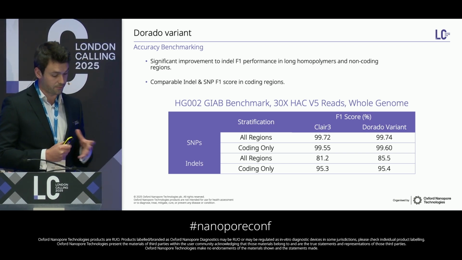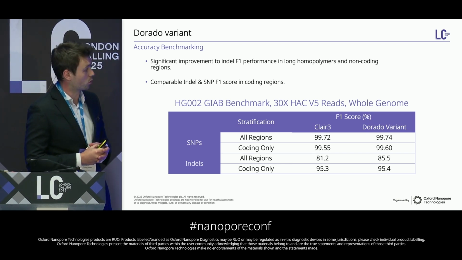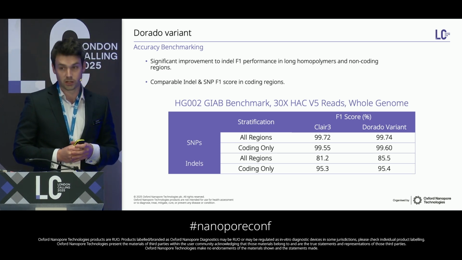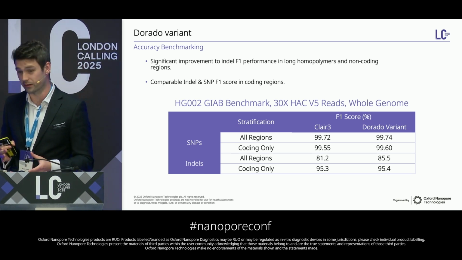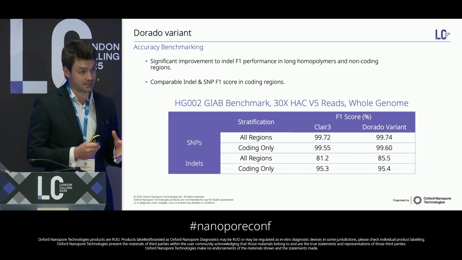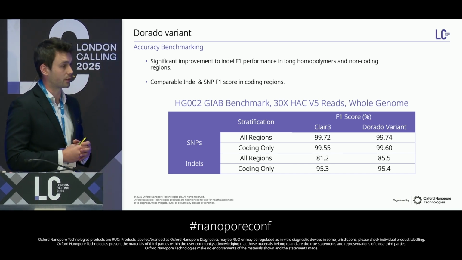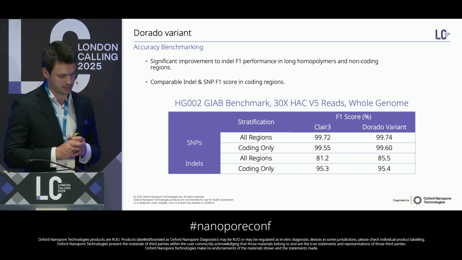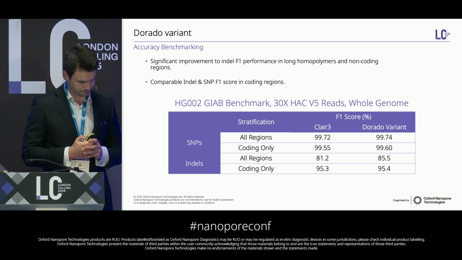So you can see there's a 4% boost in indel F1 score on all regions, with approximately the same performance in coding regions where there are fewer of those long homopolymers, and also about the same performance in SNPs compared to Clair3, which is our existing recommended variant caller.